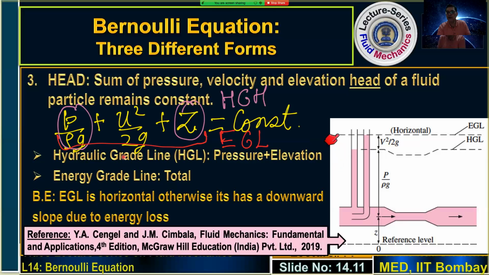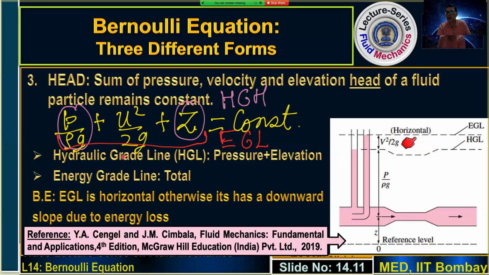So that way, the energy grade line and the hydraulic grade line, when passing through an internal flow of constant cross section, you see that this is a larger pipe and this is a smaller pipe. Now, when you consider the hydraulic grade line and energy grade line for the length of the larger pipe, as well as for the length of the smaller pipe, you see it's horizontal.